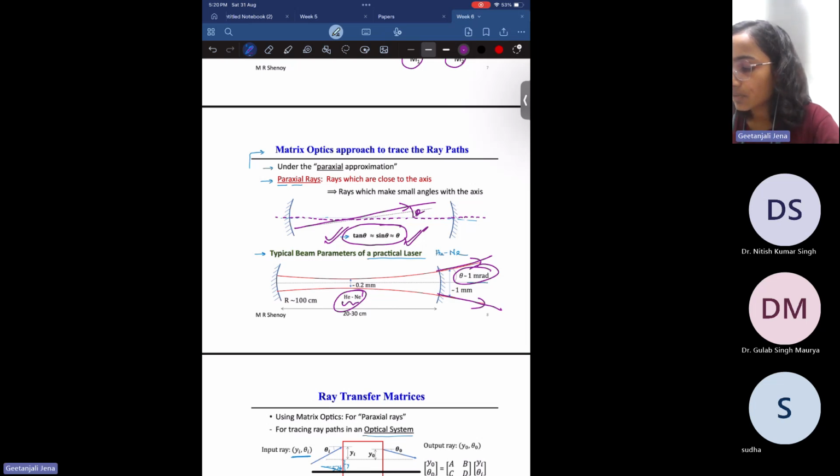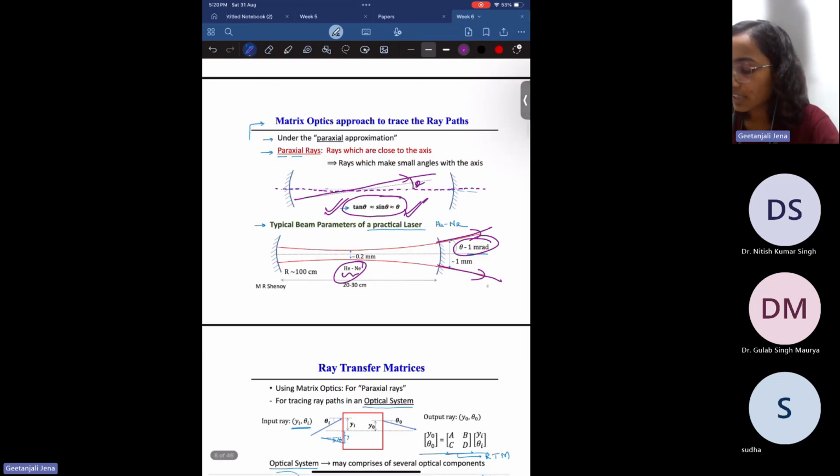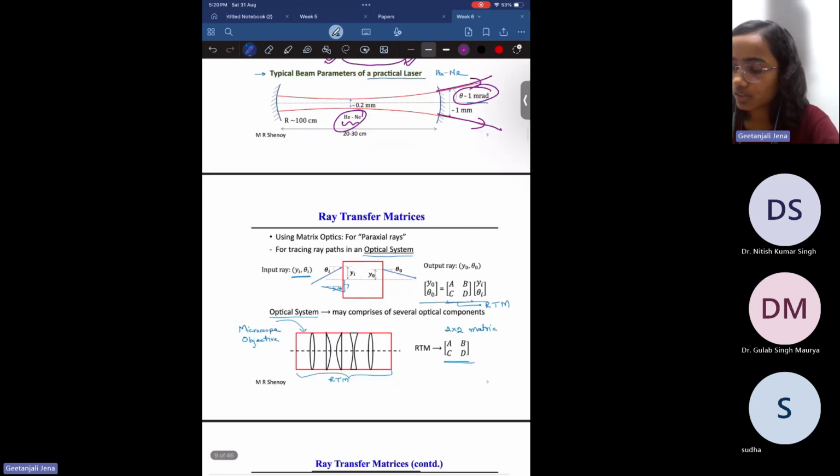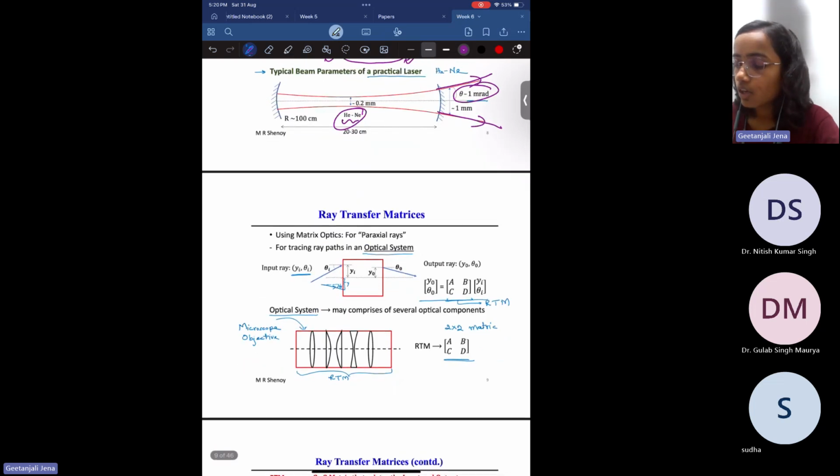So for this system, we'll see what the ray transfer matrix is, and how the different parameters can be approximated using this matrix optics. So the ray transfer matrix is about how the input is related to the output beam. So this is the ray transfer matrix.